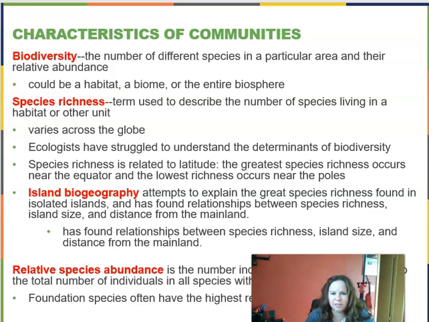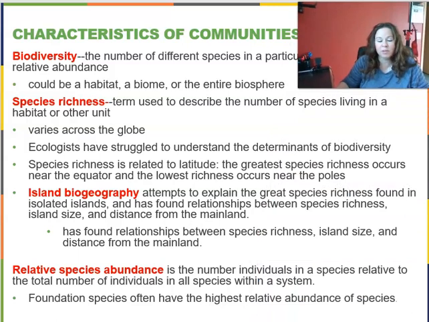Moving on with characteristics of communities. Biodiversity is the number of different species in a particular area and their relative abundance, which we've stated before. This could be just looking at a habitat by itself or the whole biome, such as a taiga or a tropical rainforest, or the entire biosphere.